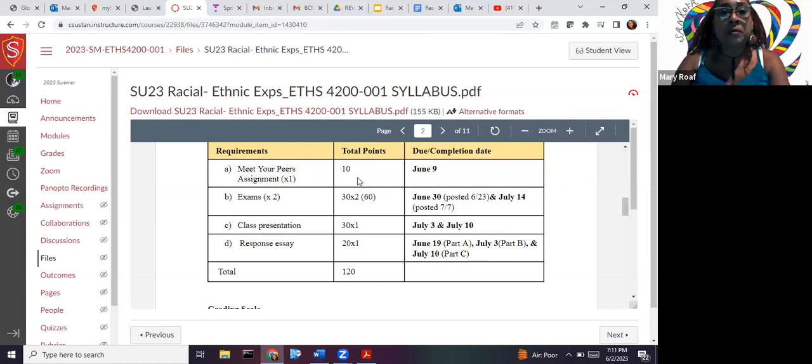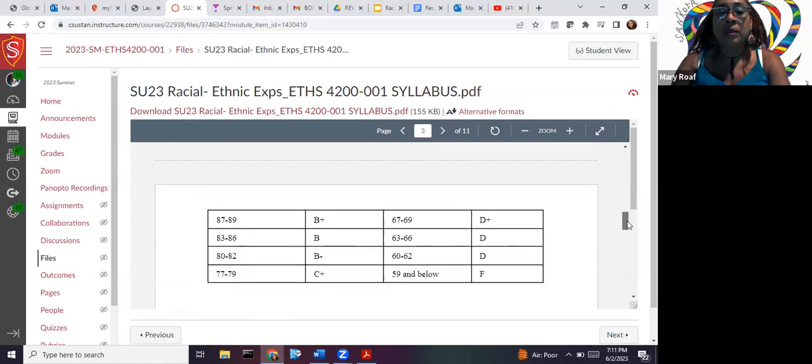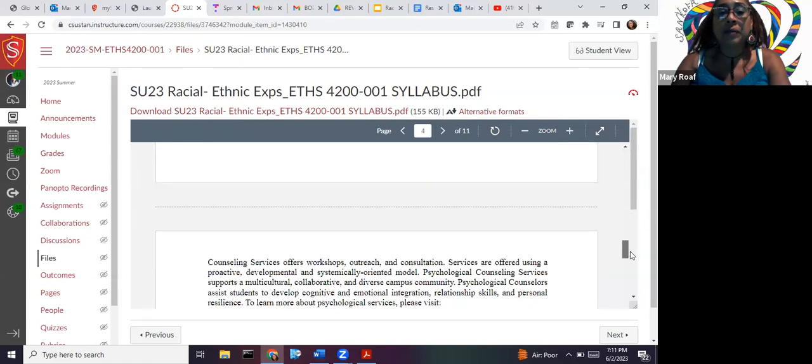What's really important to note is the total points for the first assignment is 10 points. The total points for the exams, of which there are 2, are 60, and the class presentation is 30, response essay is 20, for a total of a possible 120 points.